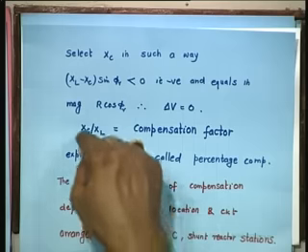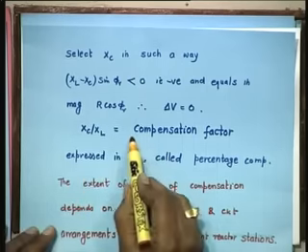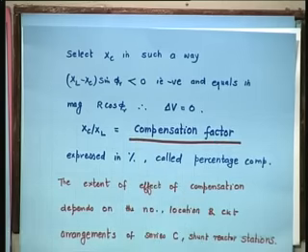and this ratio XC upon XL is called compensation factor. 1 mark question, define compensation factor. Do not write stories, just write XC by XL is called compensation.